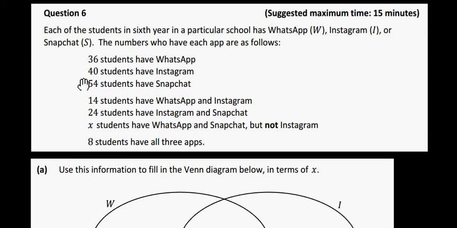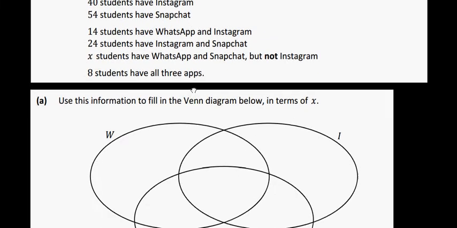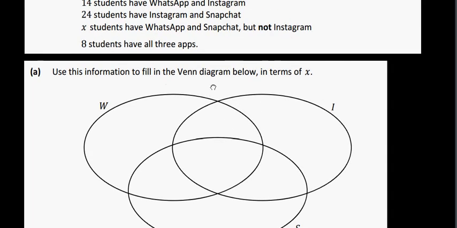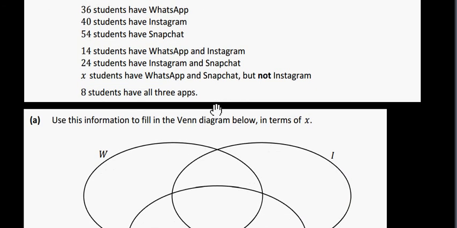Each of the students in 6th year in a particular school has WhatsApp, Instagram or Snapchat. The number of each app are as follows, and they give you the information here, and then they give you a Venn diagram, 3-set Venn diagram. Use this information to fill in the Venn diagram in terms of X. So let's do that. Let's start.